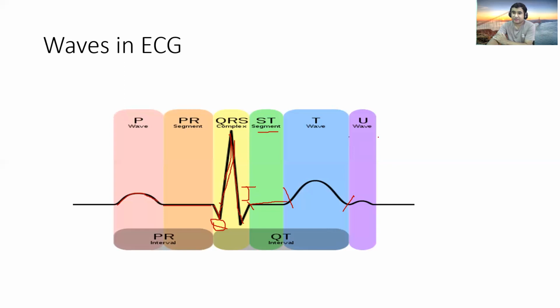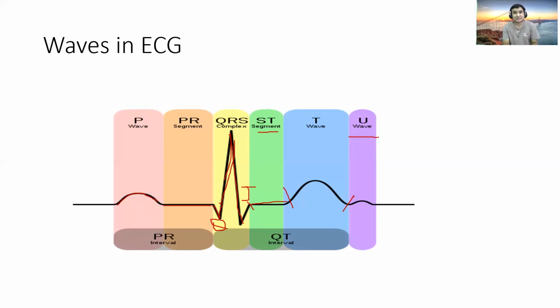The U wave is not a common phenomenon, but you see it in V2, V3, and V4. It's because of mid-septal repolarization. So what is the reason for the P wave? It is because of atrial depolarization.